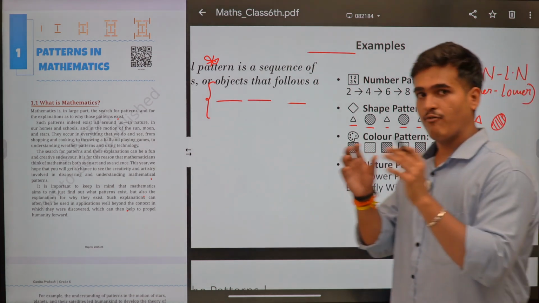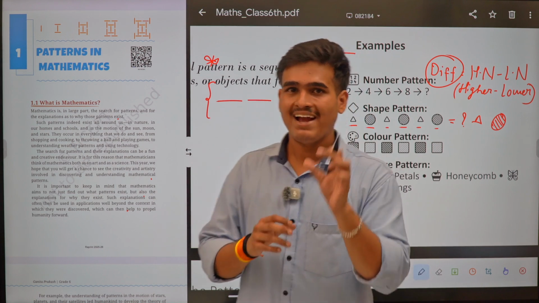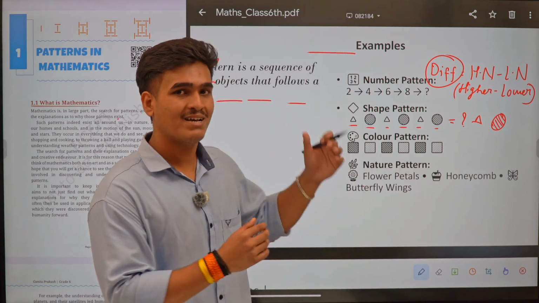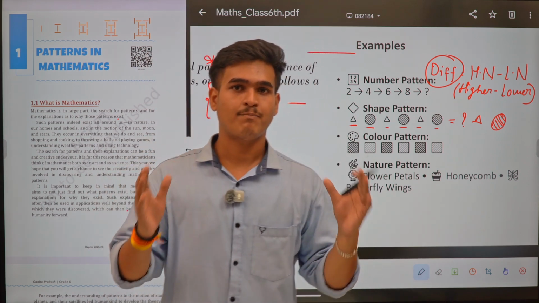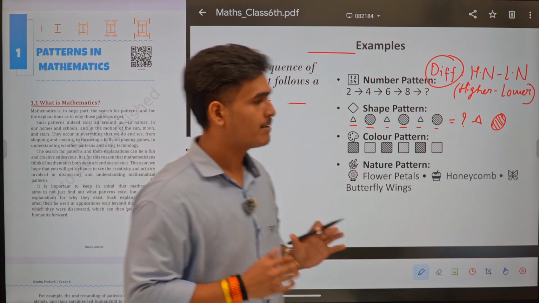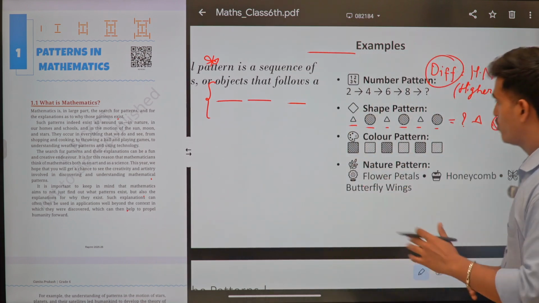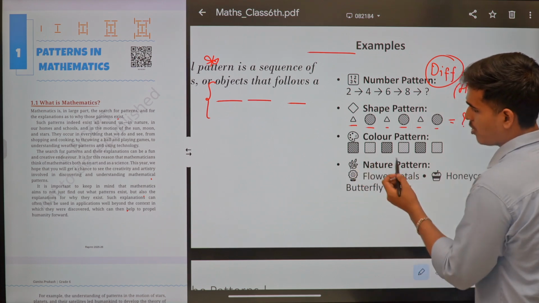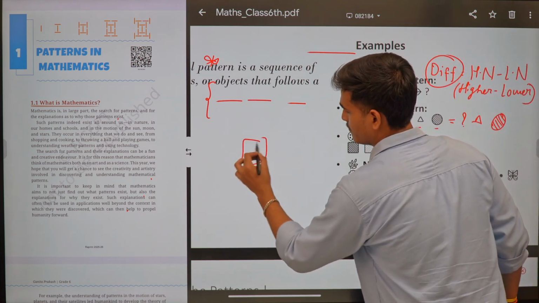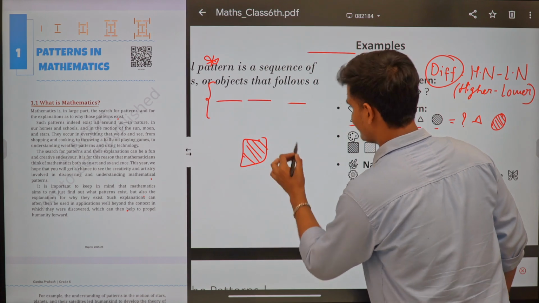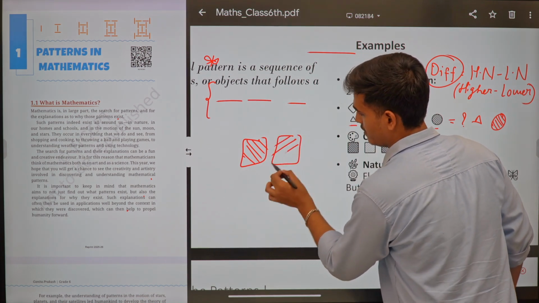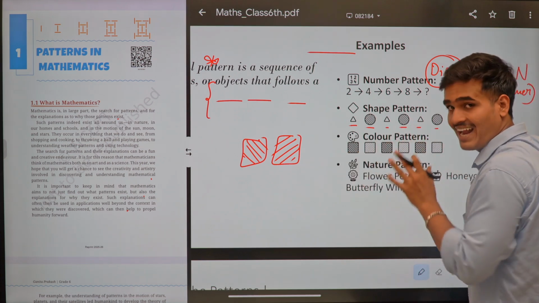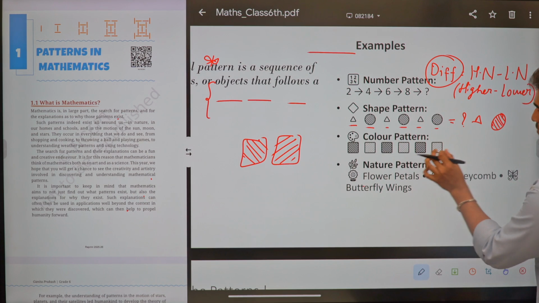I have already told you that a pattern which repeats itself or follows a specific rule is called a pattern in mathematics. Simple as that. Now in the next example, a color pattern. Here the box is given this way, and the second box is given this way. Don't get confused in these boxes: it is a dark box, a light box, a dark box, a light box.